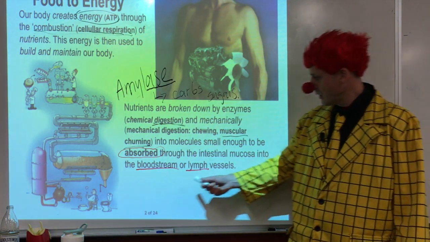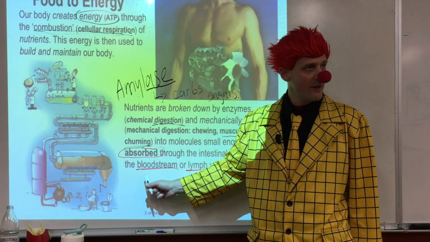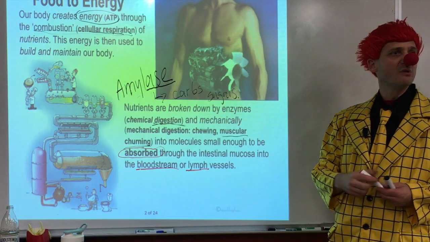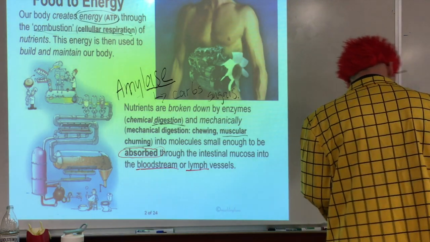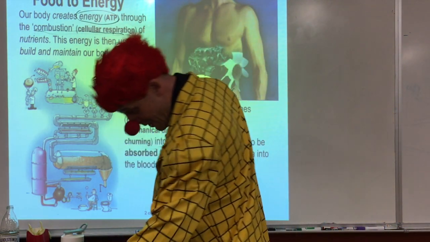So water-soluble nutrients go to the bloodstream into the liver first, and fat solubles go through the lymphatic system into the blood system near the heart. Make sense? Not too heavy so far, huh?